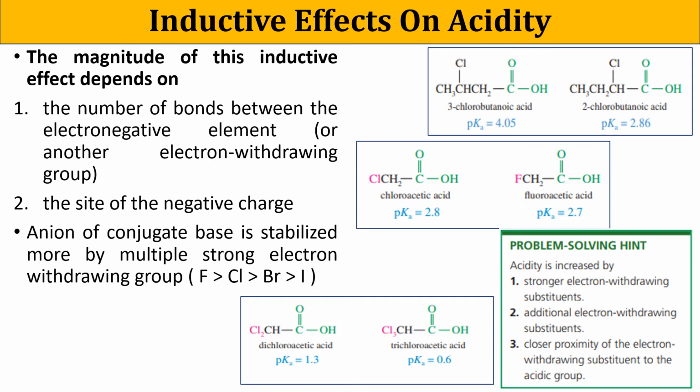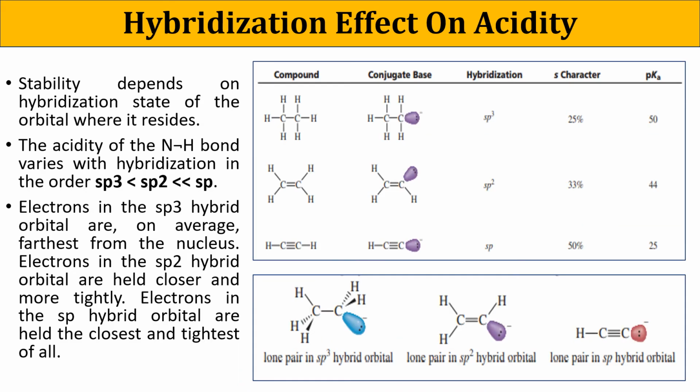When a problem asks you to compare acidities or explain an acidity, you should consider the structure and stability of the conjugate base, and factors that stabilize the conjugate base will increase the strength of an acid. Acidity is increased by three things: a stronger electron withdrawing substituent, additional electron withdrawing substituents, and closer proximity of the electron withdrawing substituent to the acidic group.